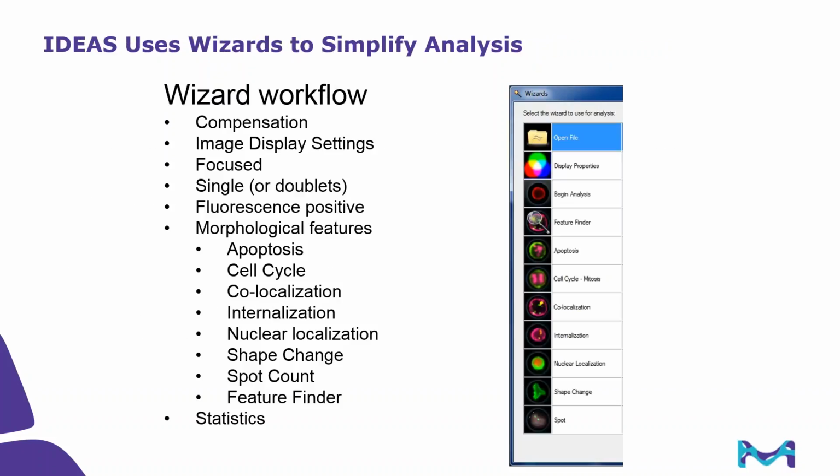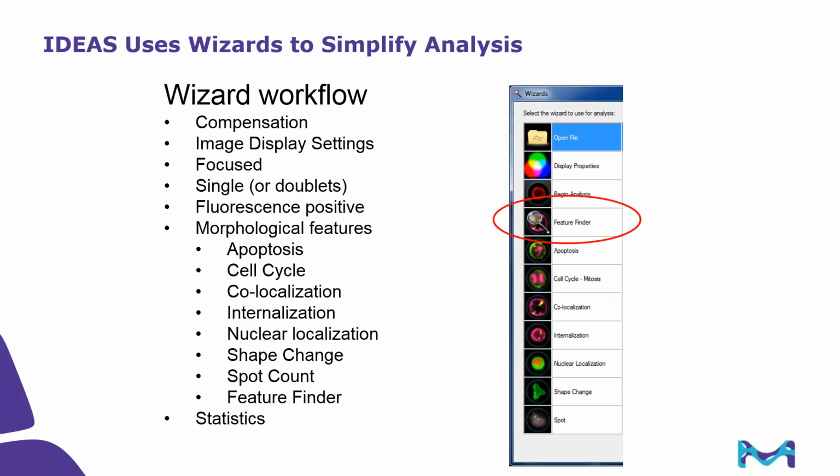And so to assist first-time users in doing this type of technical quantitative measurement, IDEAS implements a wizard workflow where we have wizards for some of our core applications, such as apoptosis, cell cycle, co-localization, internalization, and nuclear localization, as well as spot counting and shape change. But for applications that are not in the core feature set, we use what we call the Feature Finder wizard, which is a wizard that you can implement to hand tag two unique morphologies and then have the software tell you which is the optimal feature in IDEAS to analyze that particular experiment.